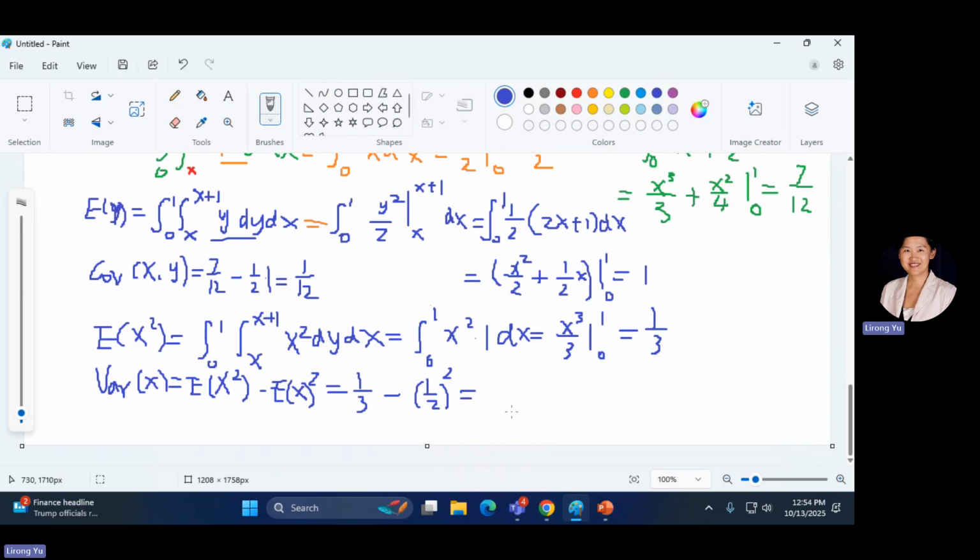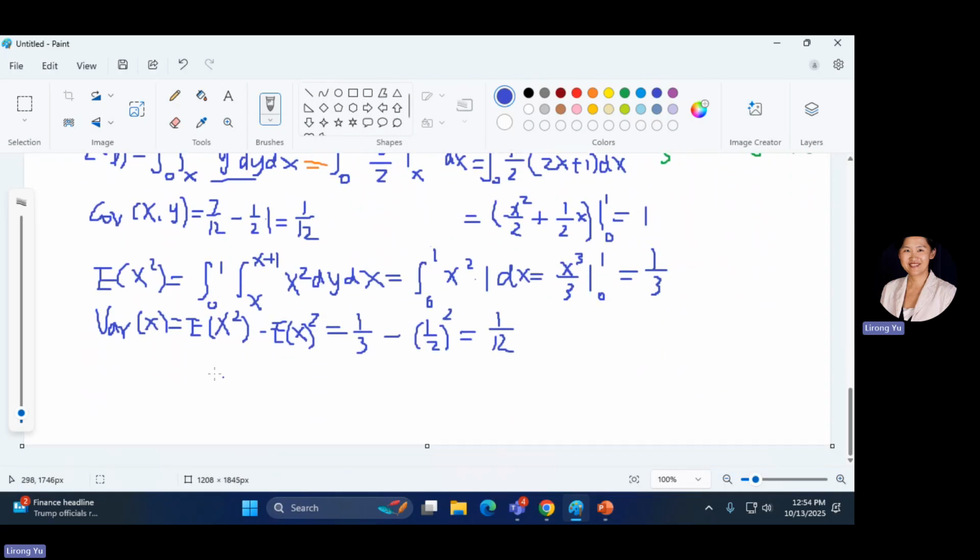That's 1/3 is 4/12. 1/4 is 3/12. This is 1/12. Okay. Are you okay? Same thing, we can find the expectation of y squared in order to find the variance for y and therefore the standard deviation for y. The expectation of y squared equals the same thing, 0 to 1, the same double integral of the joint distribution, and then y squared dy.